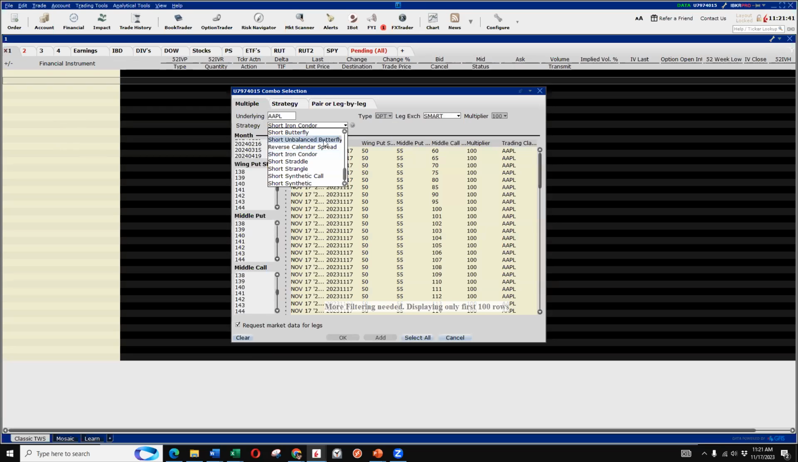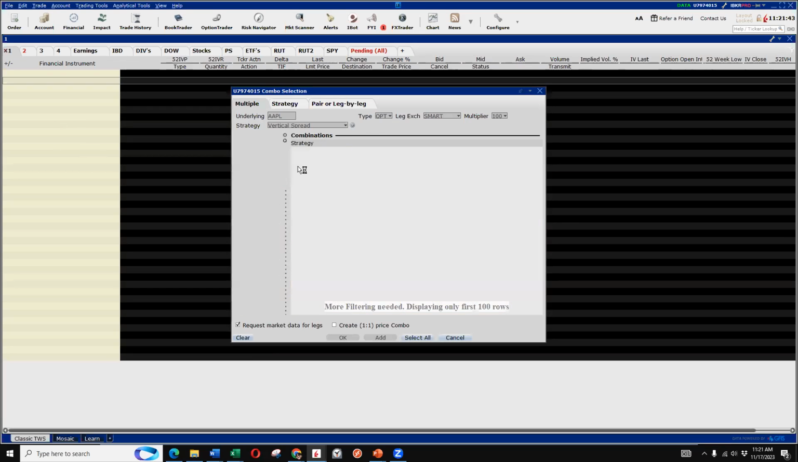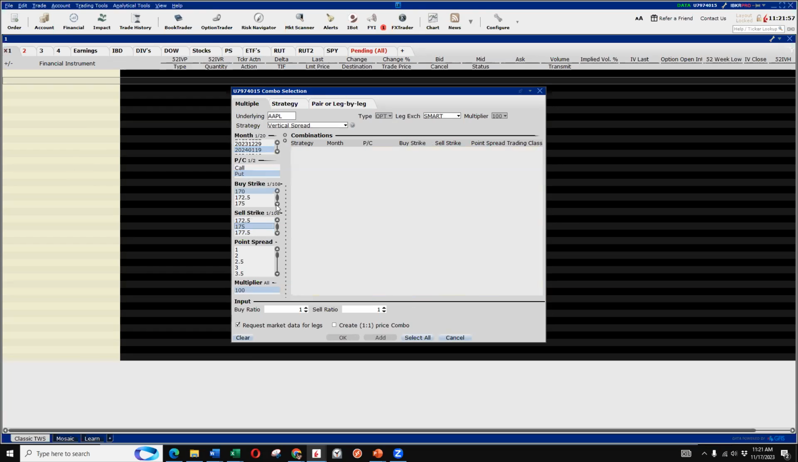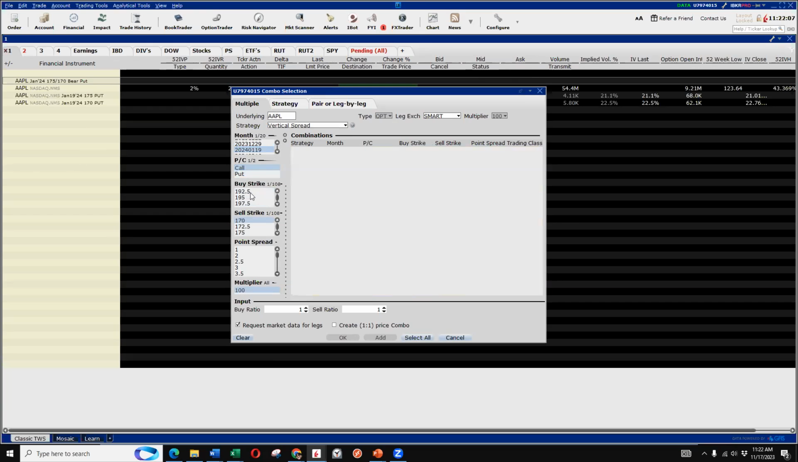So rather than doing an Iron Condor, I'm going to go here to vertical spread, choose my expiration date. I'll do the puts first. Now IB is a bit backwards. We kind of have to put the closest strike first. Select, and I'll add that one, and then I'll do the calls, which was 205 and 210.